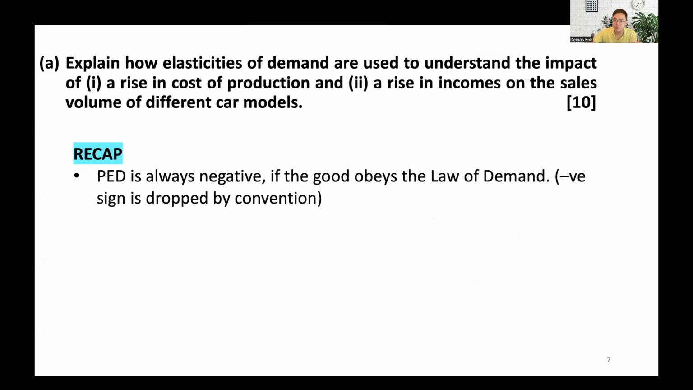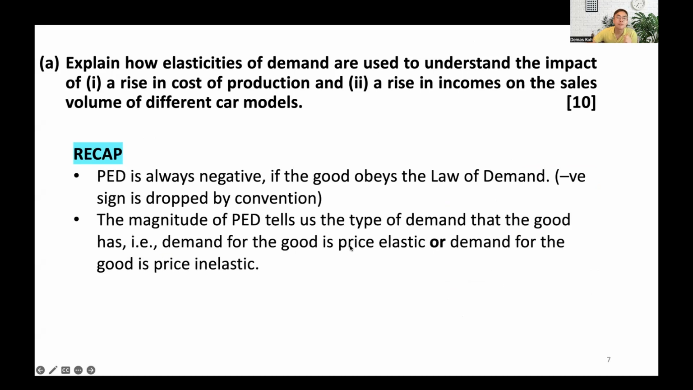PED is always negative. Well, at least for most goods of concern, if the good obeys the law of demand, and we drop the negative sign by convention sometimes. Anyways, the magnitude of the PED is of greater concern to us in this question. It tells us the type of demand that the good has. In other words, is demand price elastic or price inelastic?